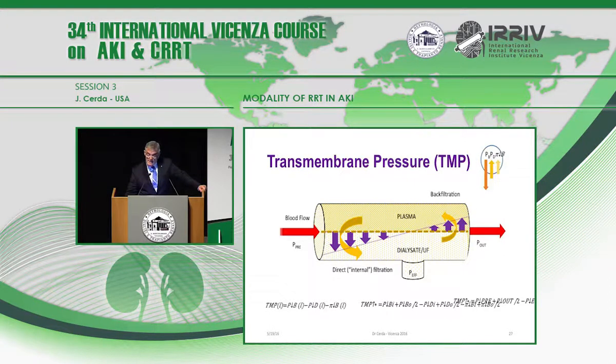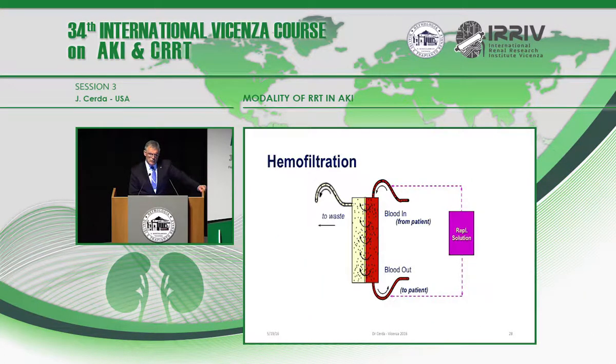Mostly, the machines give us a transmembrane pressure that is the result of the difference between the pre and the post-filter pressures, but in essence, let me remind you that that transmembrane pressure is inaccurate because other issues like the change in oncotic pressure that is not measured by the machine also play a significant role.